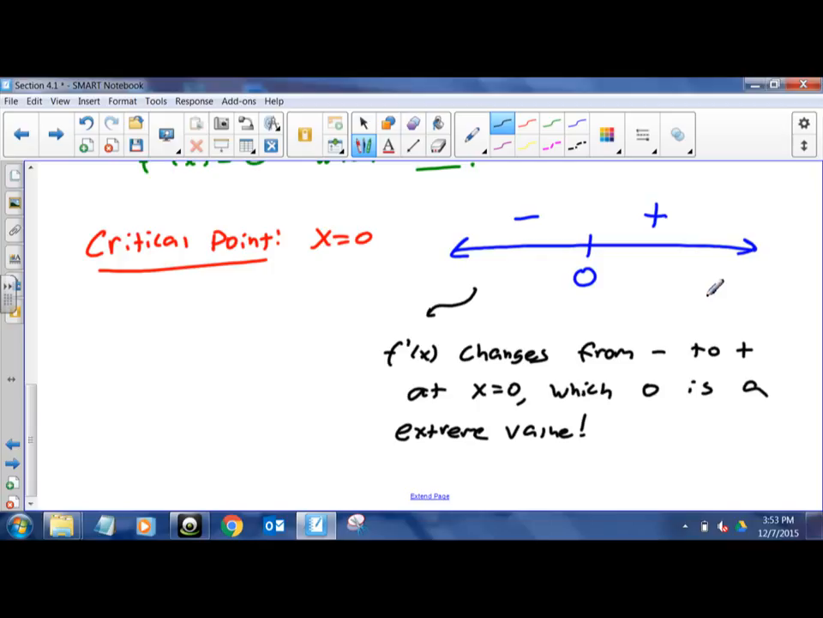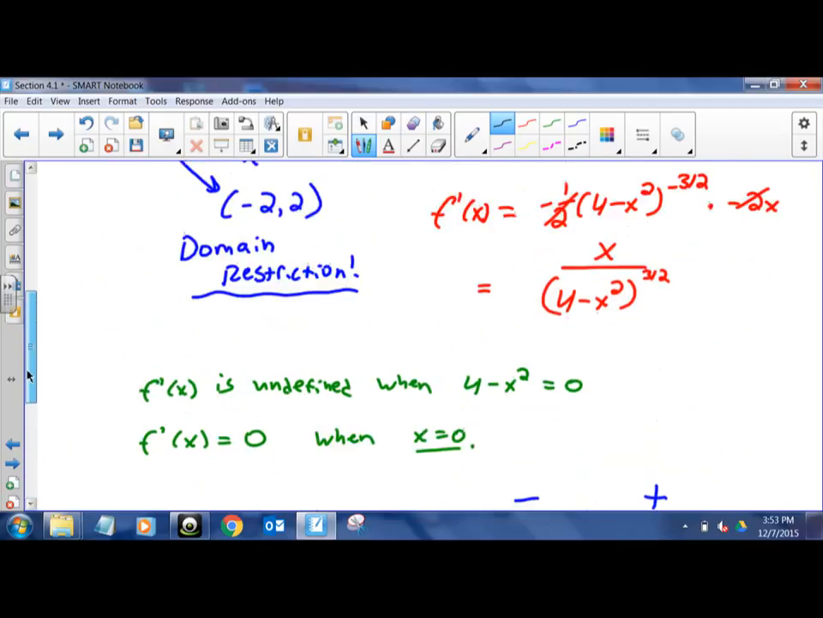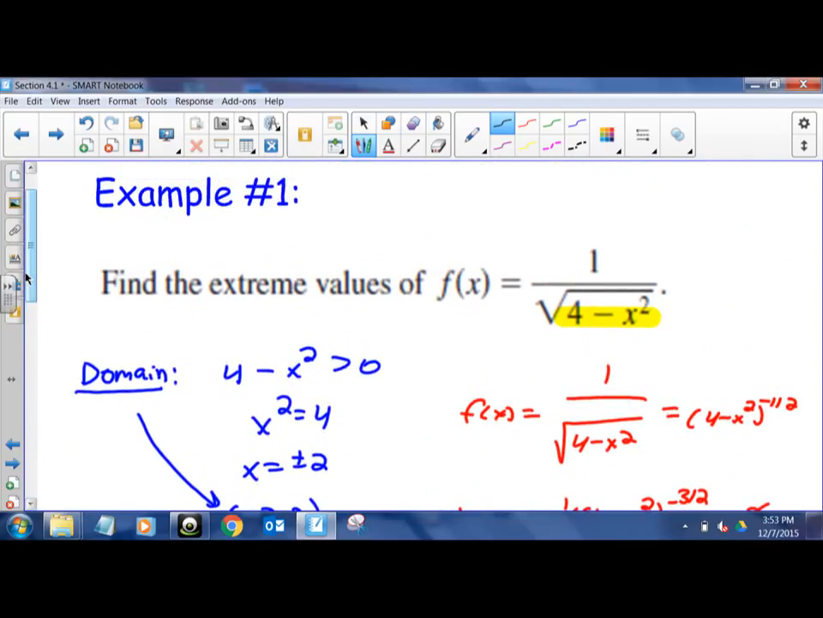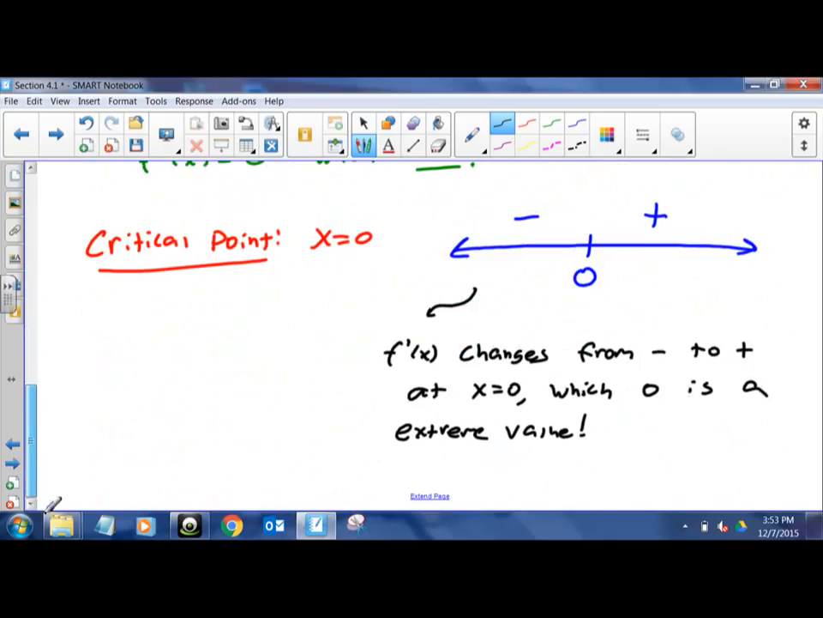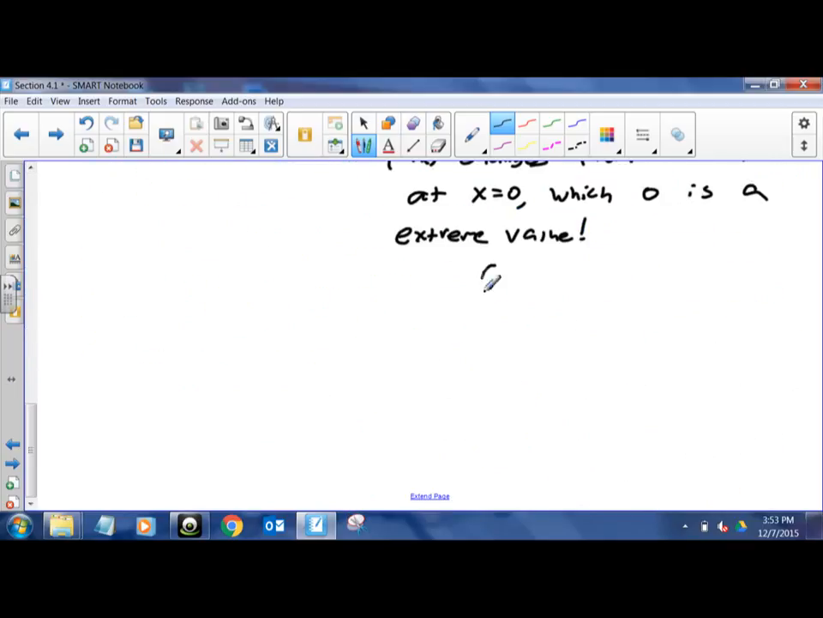Now there's two other things to figure out. The first is to figure out the corresponding y value. Well, that's pretty easy. We just have to take 0 and plug it into the original. We go back to the original. You plug 0 in here. f of 0 equals 1 over the square root of 4 minus 0 squared, which is simply 1 over the square root of 4, or 1 over 2. So f of 0 is 1/2. So I'm going to go back down here. We've got 0, comma, 1/2. Okay? So this is the critical point.